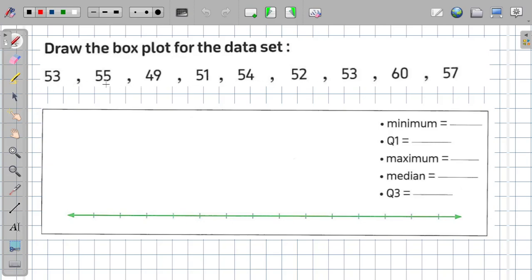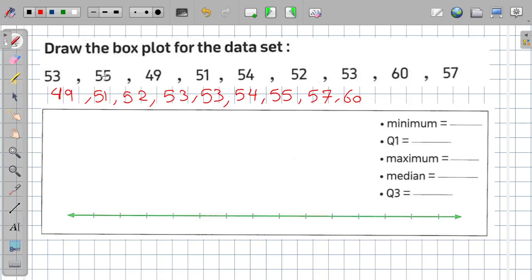I have 53, 55, 49, 51, 54, 52, 53, 60, and 57. So I think the minimum value here is 49. So I will write 49 first. 50 is not available. We have 51. Okay. Next, I have 52, 53, 53 again, 54, 55, 57, 60, and this is the maximum value.